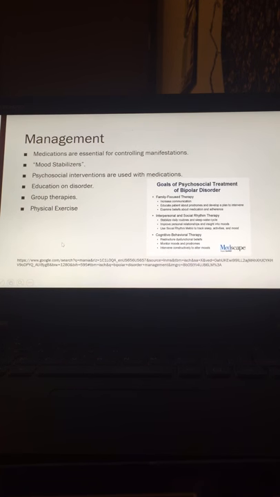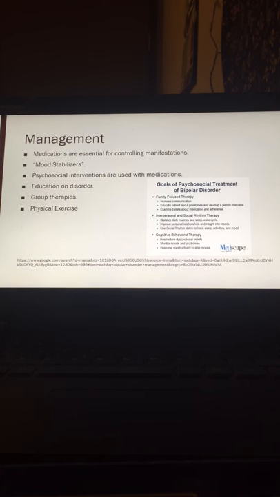Management for bipolar disorder, a huge thing that is implemented for these individuals is medications, because it's essential for controlling the manifestations. It's thought to be kind of like a mood stabilizer, so it's crucial that individuals take their medication, and it's common for them to stop taking it when they feel fine or when their mood stabilizes, which will then lead to more occurrences of episodes. So it's important to encourage the individual to take their medications constantly.